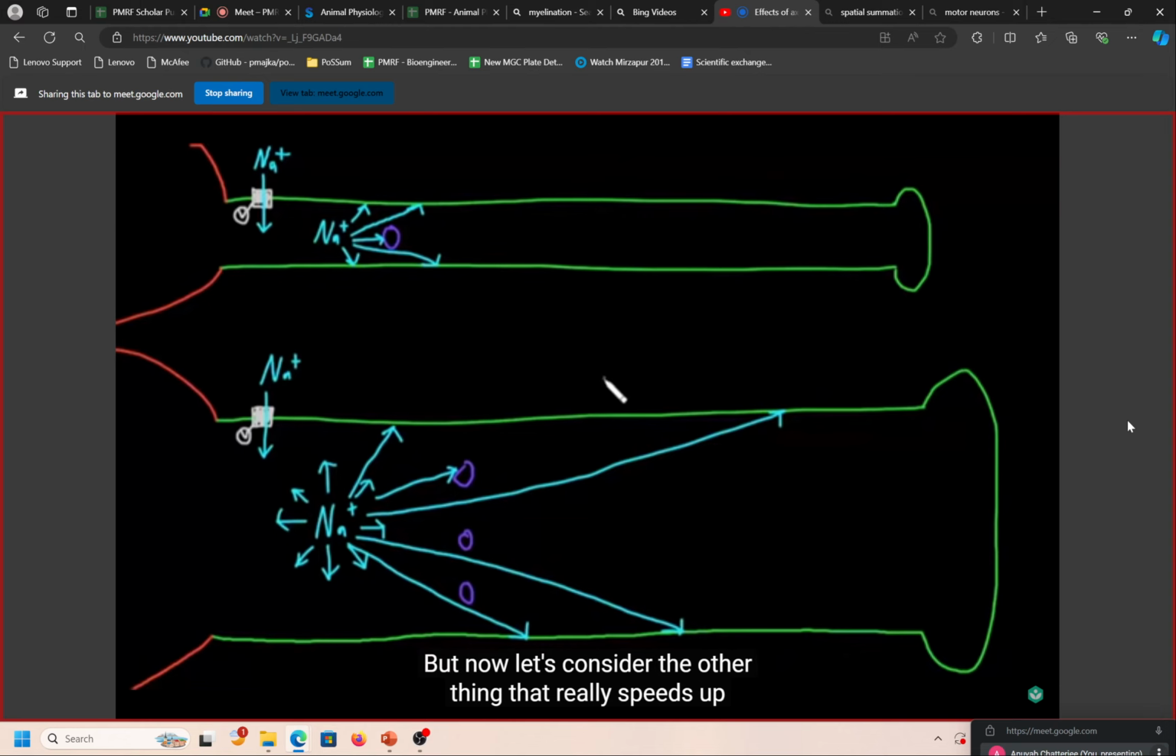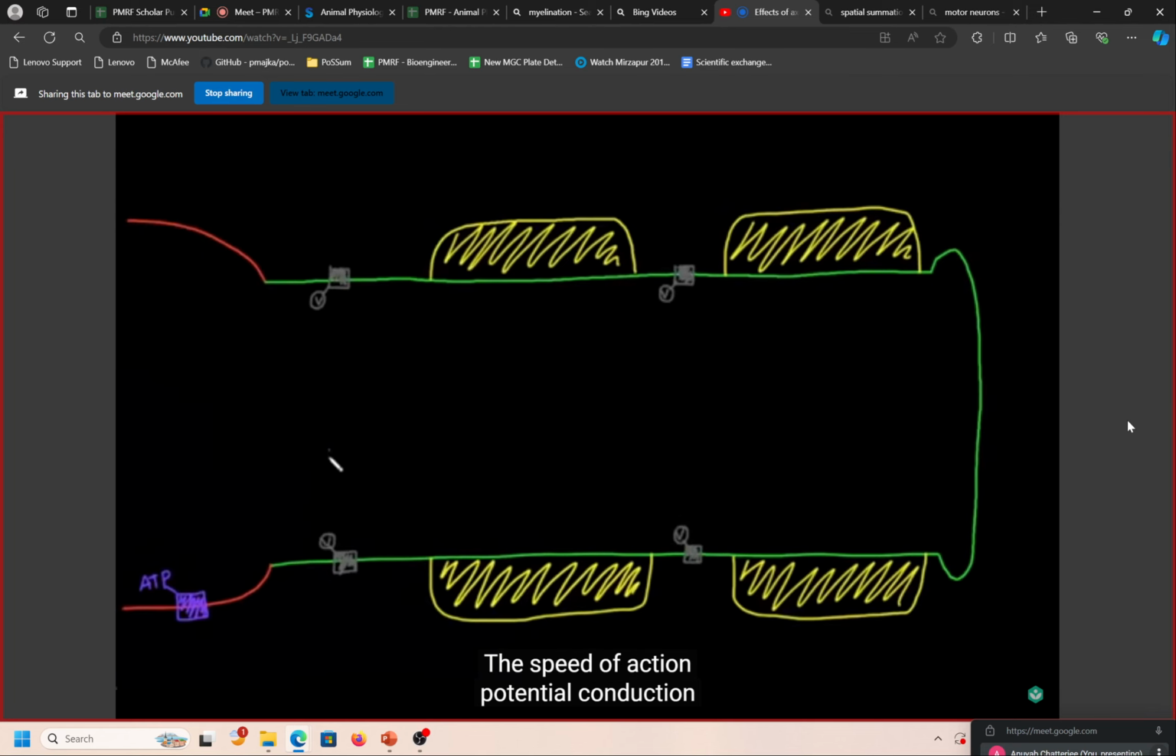But now let's consider the other thing that really speeds up the conduction of action potentials down axons, which is the presence of a myelin sheath around the axon. The speed of action potential conduction is faster in myelinated axons, like I've drawn here with the myelin sheath in yellow, because the capacitance of the membrane is reduced in the myelinated segments, which decreases the number of ions and the time needed to change the membrane potential in these areas.